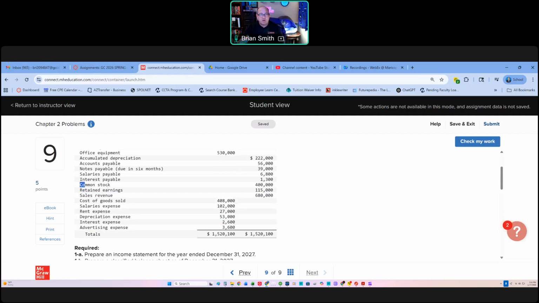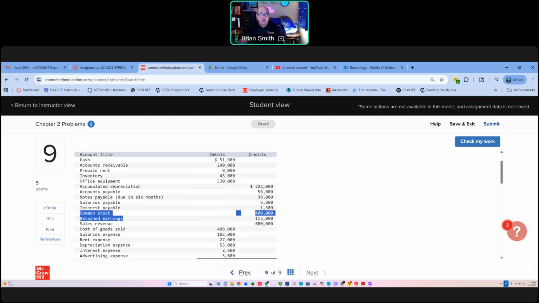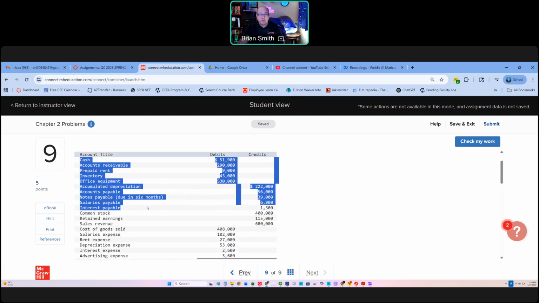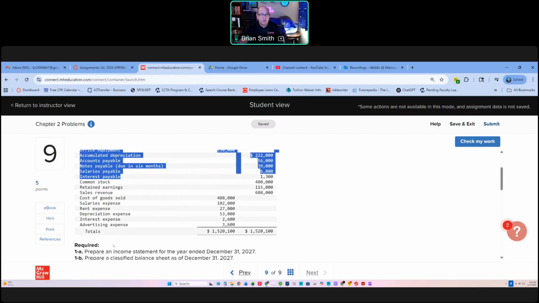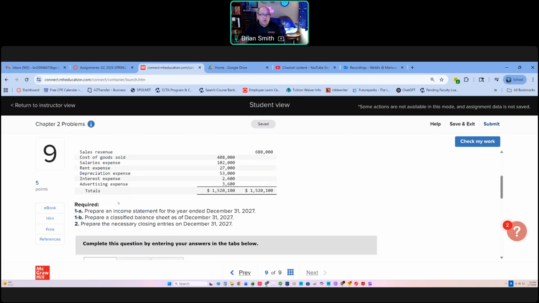Then we're going to look at our statement of stockholders' equity. Even though we don't have to make it, we need to do it mathematically to find out what our balance sheet accounts are going to look like. And then all the rest of these are balance sheet accounts. And we're just going to throw those on the balance sheet with whatever our ending balance in our retained earnings is. So let's look at our expenses.